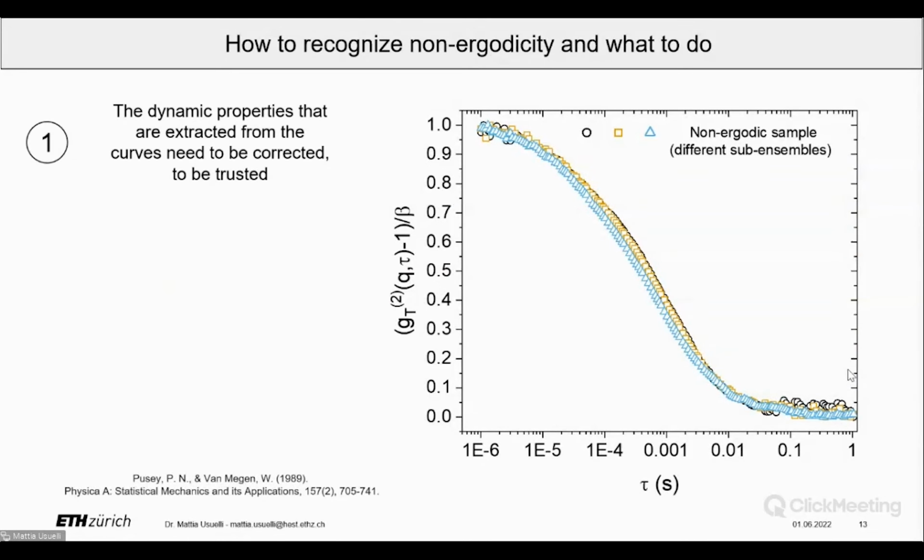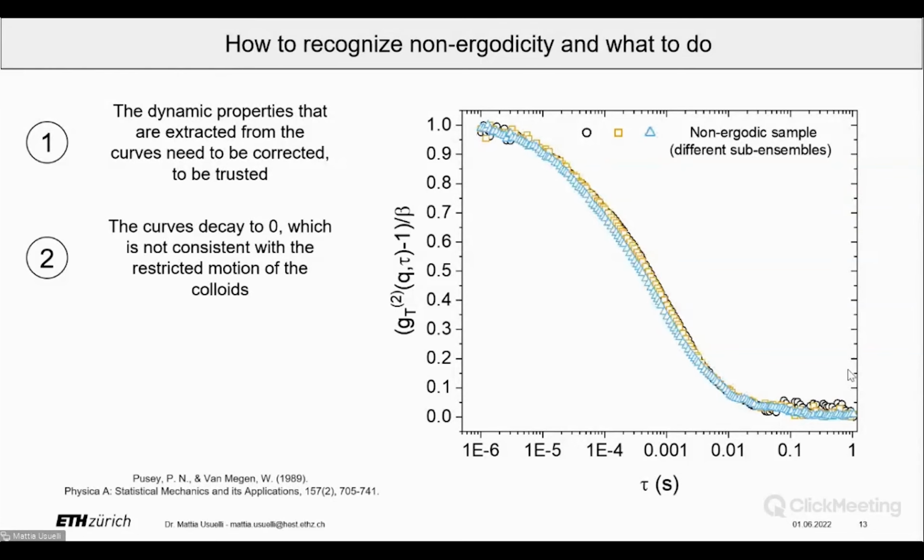Why? For this reason: if you have a look at the article of Pusey and van Megen, they explicitly say that the diffusion coefficient that you extract from these curves that you see on the right is only an apparent diffusion coefficient, because to get the true diffusion coefficient of your system, you need to apply a correction that depends on the intercept of the initial intensity correlation function, and depends a bit on how differently your specific sub-ensemble is scattering compared to the entire ensemble. So here, if we want to trust the diffusion coefficient, we will need to apply a correction.